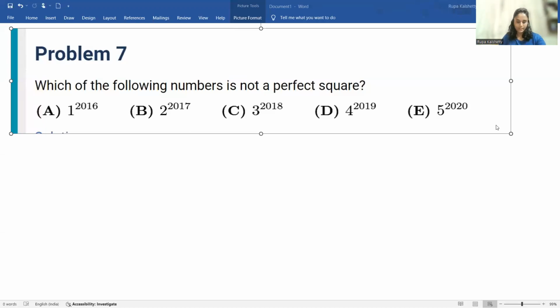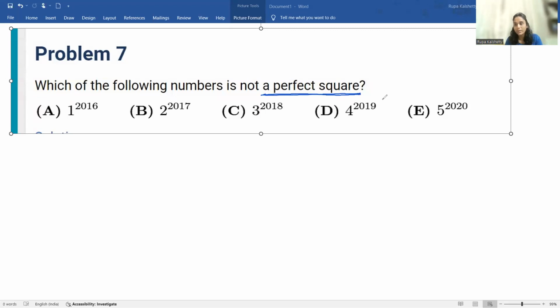Hello, I'm back with this question which is related to perfect squares. All right, so let's read the question first. The question says, which of the following numbers is not a perfect square? Before we solve this question, you should know what a perfect square is.